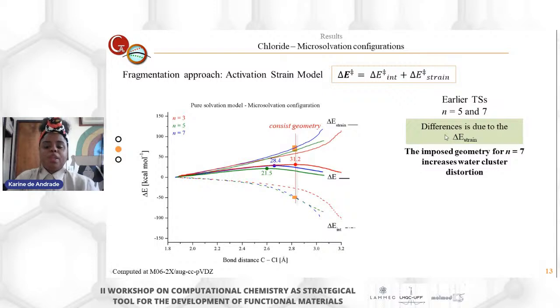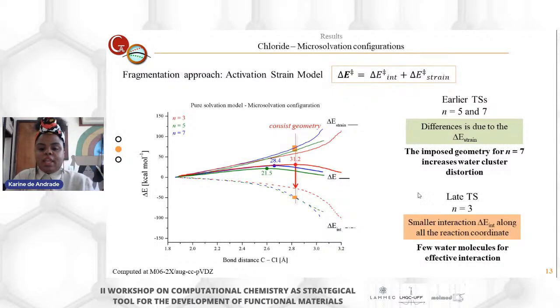With 7 water molecules, the strain, here in blue, is more destabilizing. So when we use 7 water molecules, there is a higher deformation of the water molecule cluster compared to the 5 water molecules. We associate this with the fact that for a microsolvation configuration, we impose the geometry, and this probably increased the water cluster distortion.